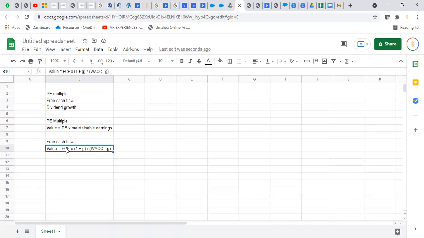Now, you will have a cash flow number for the current year. We don't want the cash flow of the current year. We want the cash flow of next year. So to get the cash flow of the next year, we must grow it by the growth rate, and that's why we say 1 plus the growth rate. Then we divide it by the WACC rate minus, once again, the growth rate. Just take note of that.